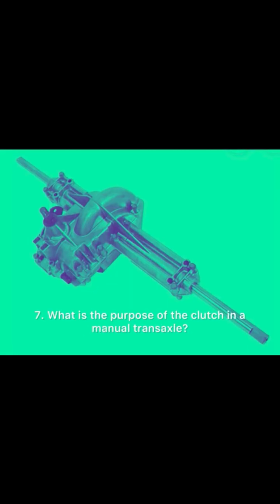7. What is the purpose of the clutch in a manual transaxle? To engage and disengage the power transmission. 8. What is the function of the torque converter in an automatic transaxle? To transfer power from the engine to the transmission. 9. What is the purpose of the transmission fluid in a transaxle? To lubricate and cool the transmission components.